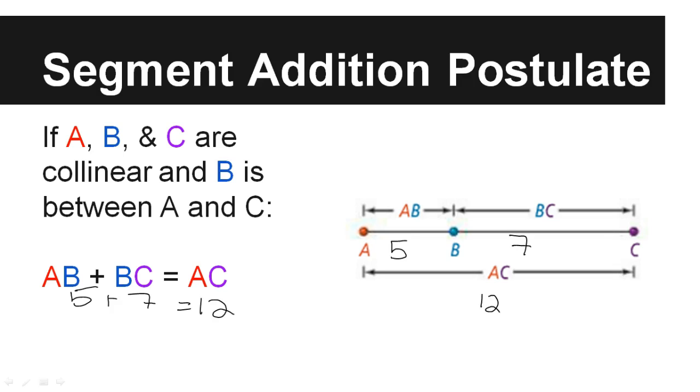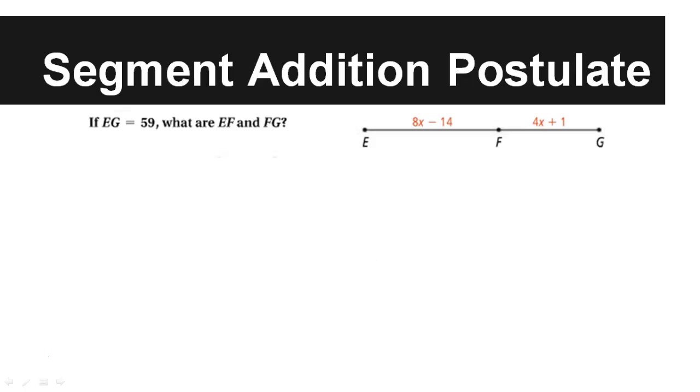Obviously, that's a very simple example, and we're going to do something a little bit more difficult with it, tie in our algebra skills to it. But that's the basics of segment addition postulate, that the 2 smaller pieces that create a full segment are going to be equal to the measure of that segment. And once again, you cannot have negative measures. So looking at this example, they gave us that EF equaled 8x minus 14, and that FG was 4x plus 1.